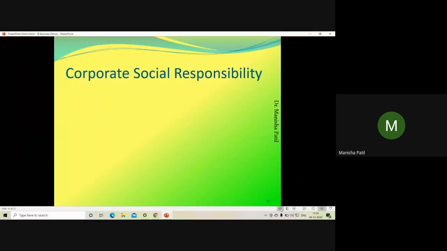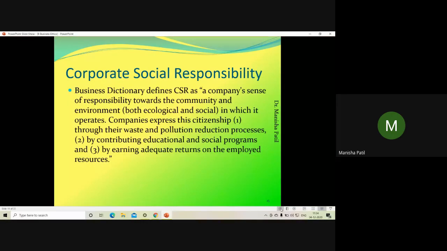Now we come to corporate social responsibility. Business Dictionary defines corporate social responsibility as, quote, a company's sense of responsibility towards the community and environment, both ecological and social, in which it operates. Companies express this citizenship, 1, through their waste and pollution reduction processes, 2, by contributing to educational and social programs, and 3, by earning adequate returns on the employed resources, unquote.